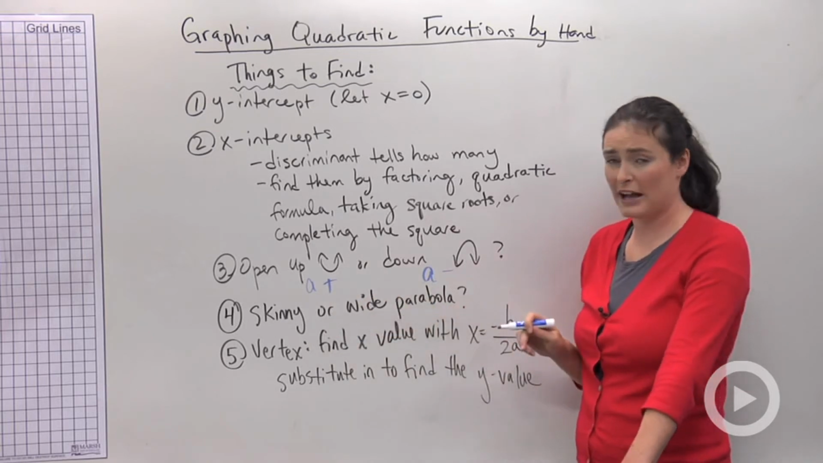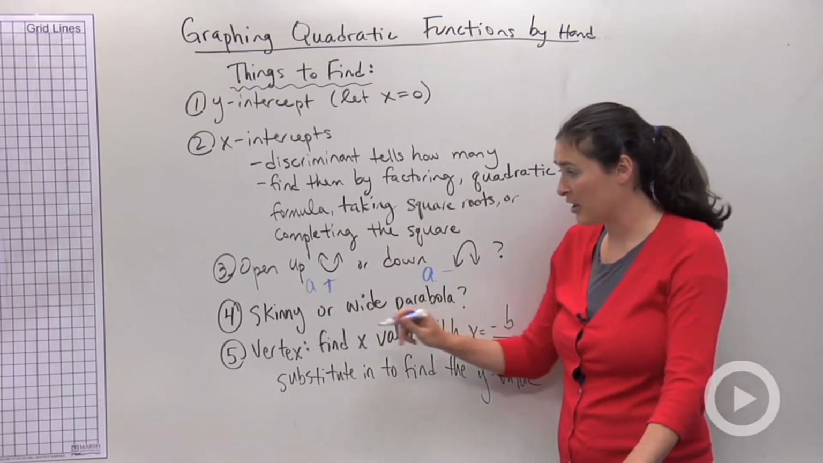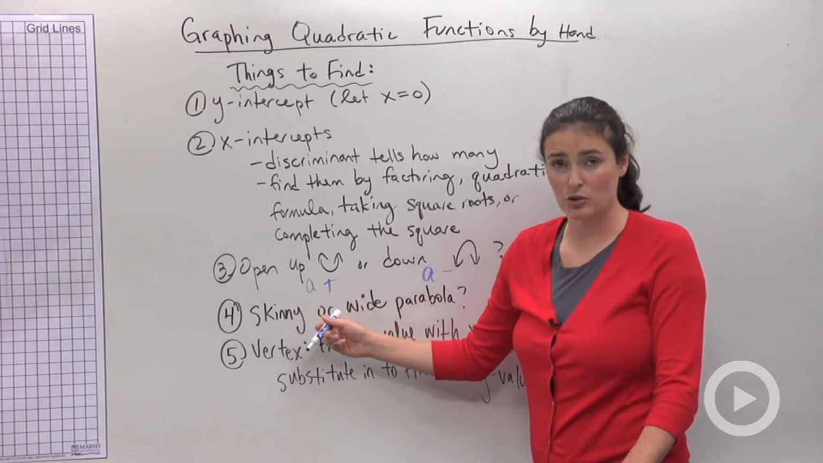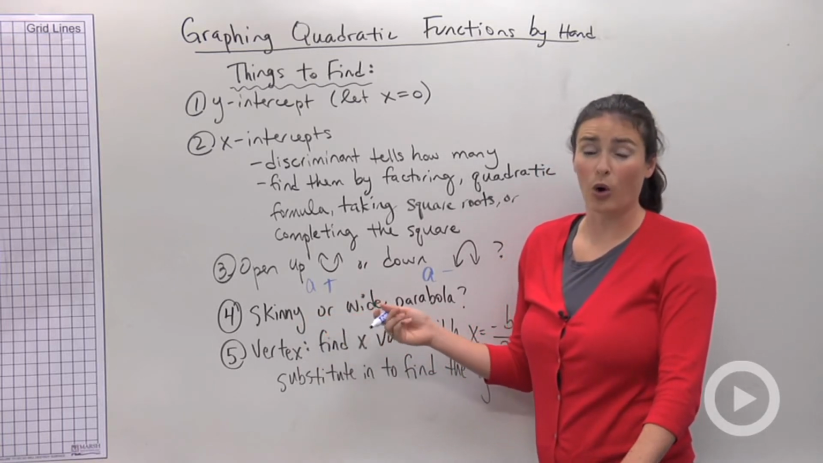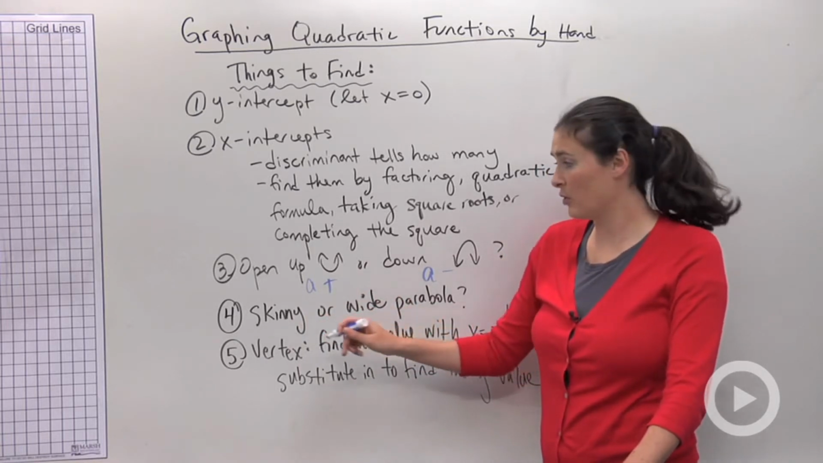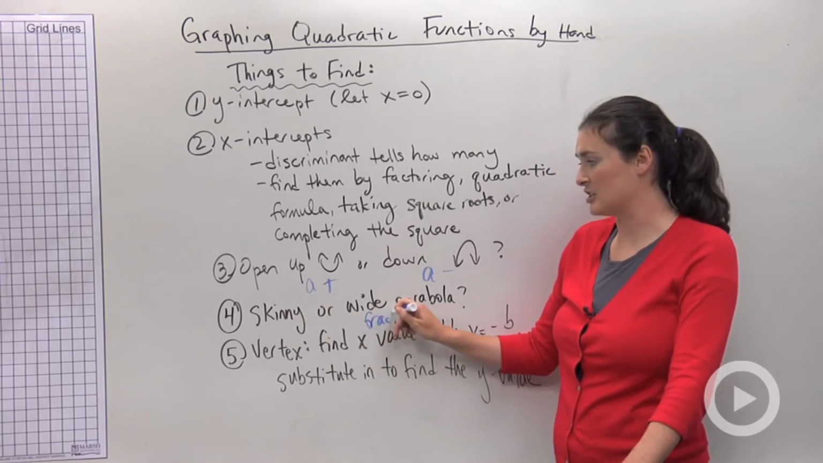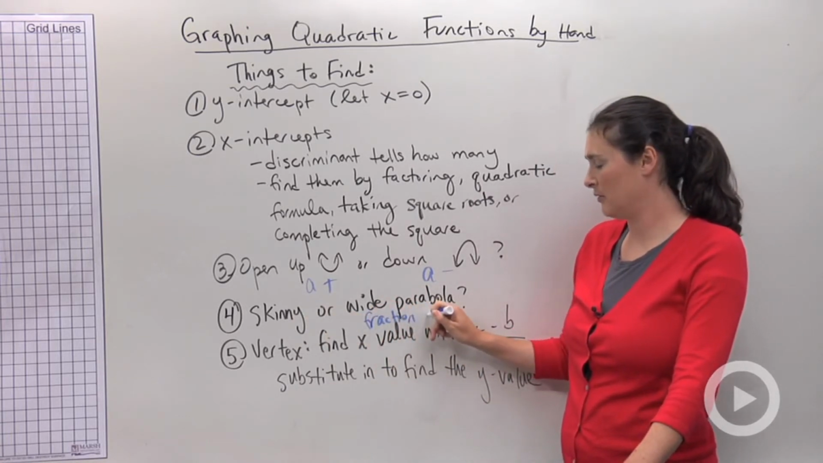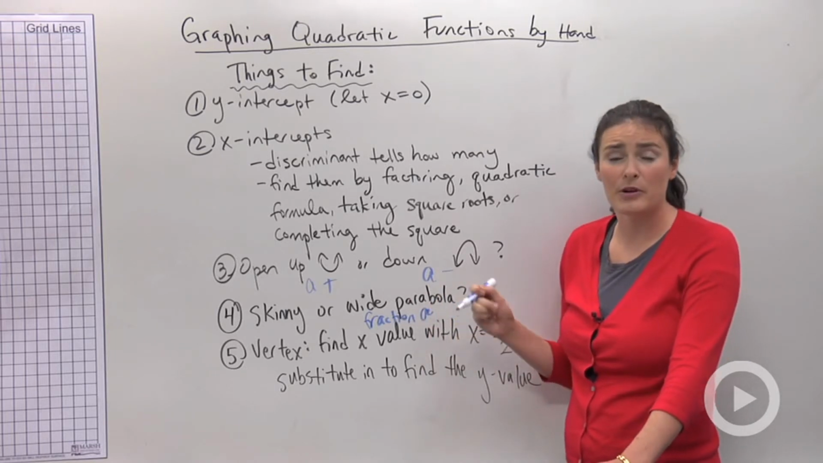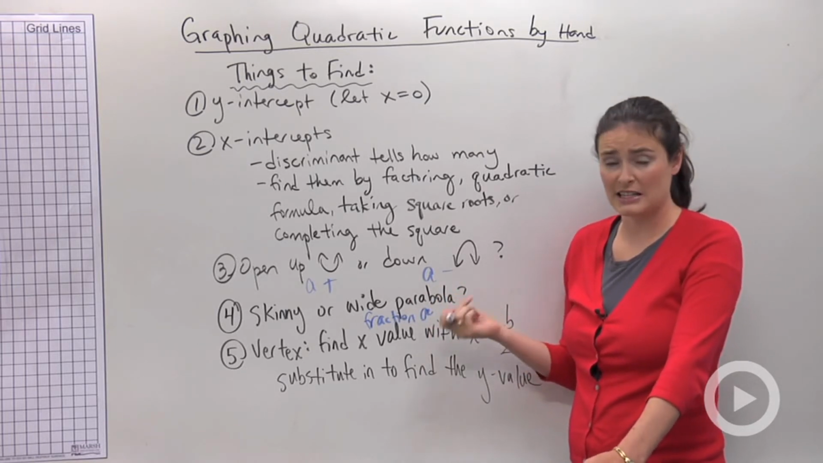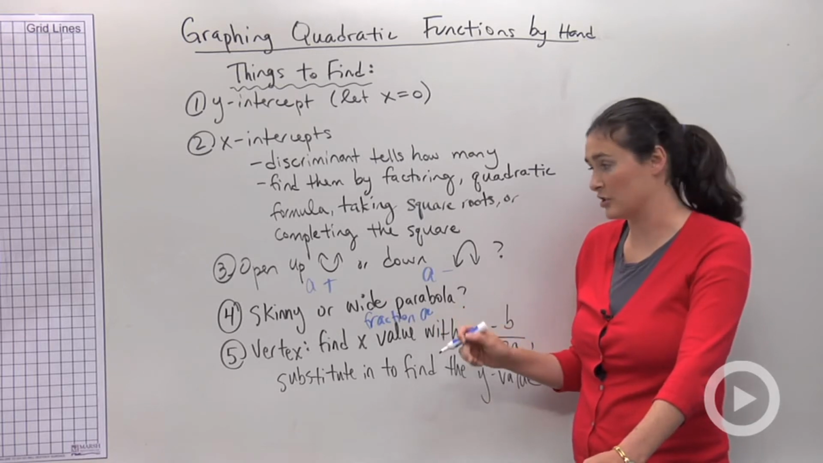Okay, skinny or wide parabola. If your A value is a whole number like 2, 3, 4, something like that, or it could be -2, -3, -4, then it's going to be a skinny parabola. If you have a fraction A value, it's going to be a wide parabola. Remember, A means the lead coefficient. It's the coefficient in front of the x squared term.